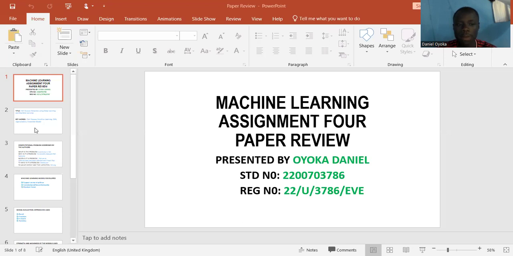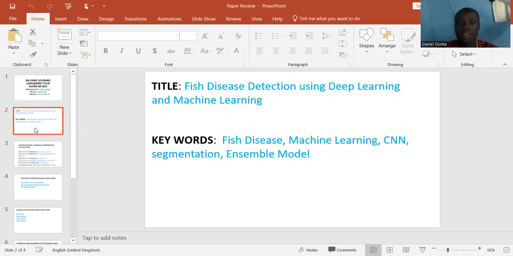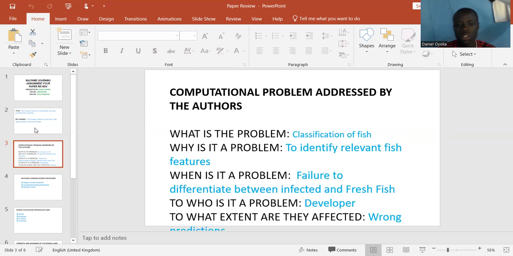The title of the selected paper is Fish Disease Detection Using Deep Learning and Machine Learning. The keywords in this paper were fish disease, machine learning, CNN, which is the convolutional neural networks, segmentation, and ensemble module. The computational problem addressed by the authors is the classification of fish according to different classes, which are written down in the paper: the red spot disease, white spot, and black spot disease, and the fresh fish, making up four classes of fish looked into in this paper.